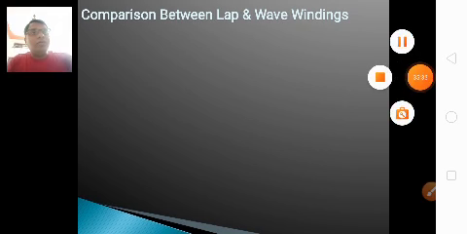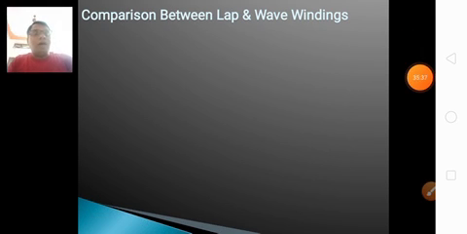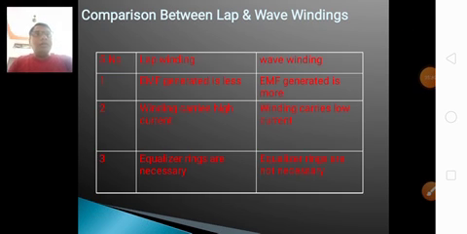Here is the comparison between the two windings, lap winding and wave winding. See here, in lap winding the EMF generated is very less, and in the wave winding the EMF generated will be more, because, as we already studied, here the voltage will be low and the current high, so that is why the EMF will be less. The lap winding carries high current, the wave winding carries low current. Here the equalizer rings are necessary, in the wave winding the equalizer rings are not necessary.